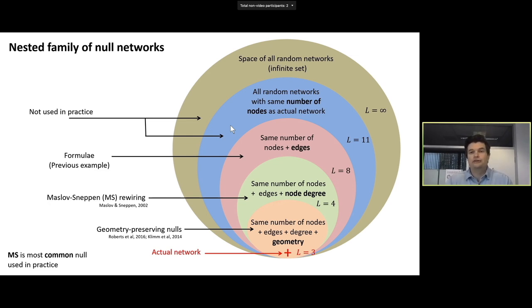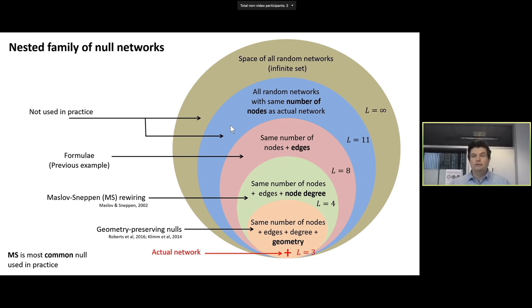And in the innermost circle, we say we want to match the number of nodes to our actual connectome. Then we say we want to match not only the number of nodes, but also the number of edges. And this is exactly what we did in the previous example. We had the closed form formula that gave us the path length for a random network with the same number of nodes and the same number of edges as our actual network, as our actual connectome. But we can go further. We can also match node degree. And this is perhaps the most common type of null network in connectomics. That's the green family of null networks.